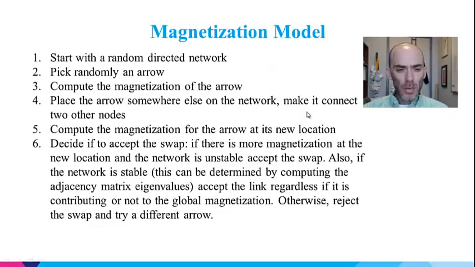So in this magnetization model, we start with a random directed network. We then pick an arrow, which is a directed edge randomly, and place it somewhere else. So it connects two other nodes. We then compute the magnetization for the arrow and its new location. We want to see whether the new location contributes to an increase in the number of sources and sinks in the network. If the swap increased the number of sources and sinks, we accept the swap.